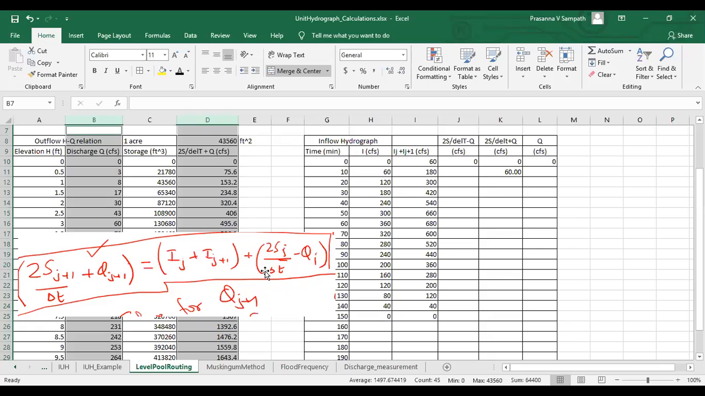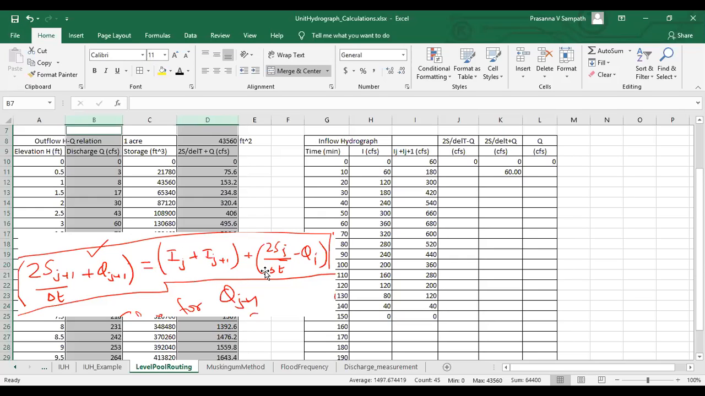When the inflow changes, the storage in the reservoir changes. When the storage changes, the height changes. When the height changes, the Q changes. So you always have to compute the consequence of whatever change is happening because of the inflow. So that is why when I'm solving for Qj plus 1 and Sj plus 1, I'm using Ij and Ij plus 1.